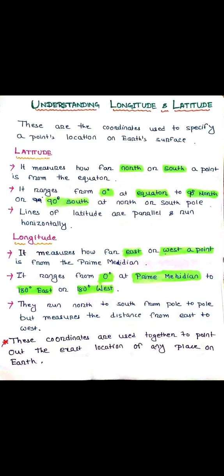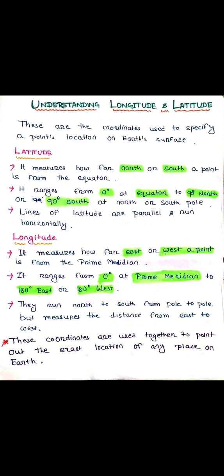The latitudes run horizontally and the longitudes run vertically, and the latitudes measure distance from north to south, and longitudes measure distance from east to west. These are two very important terms used in the geography of Earth, and both these coordinates are used together to point out the exact location of any place on the Earth. In Google Maps or anything else, it is very important to know these coordinates to calculate any point's exact location on Earth.